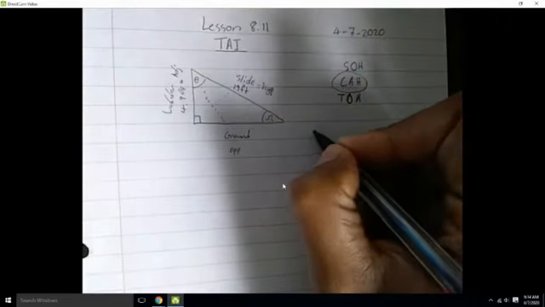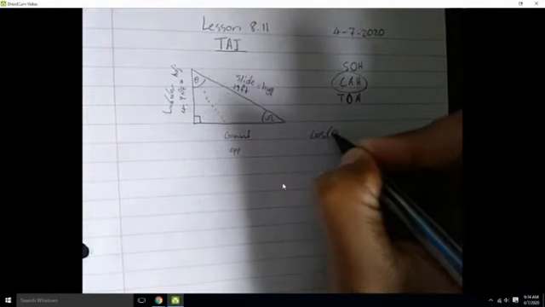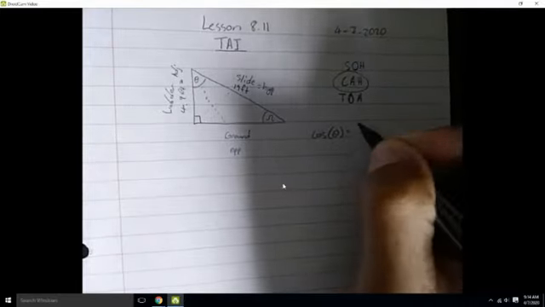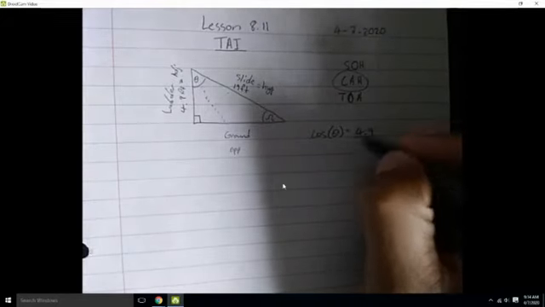All right, welcome back. Hopefully you chose the cosine function, and that will give us cosine of angle theta equals adjacent, 4.9, over hypotenuse, which is 19. Both of these are feet.